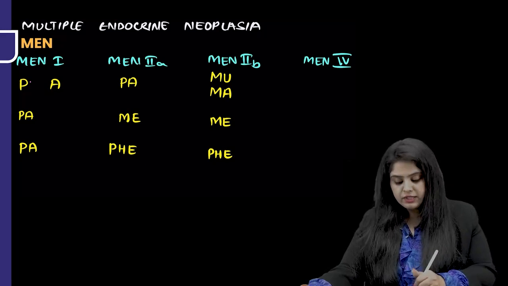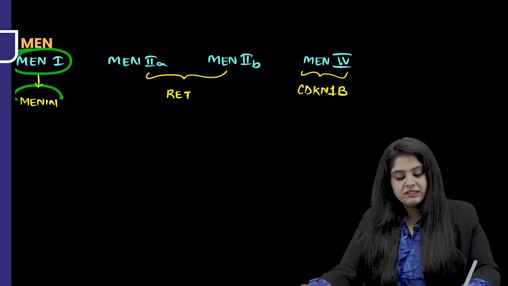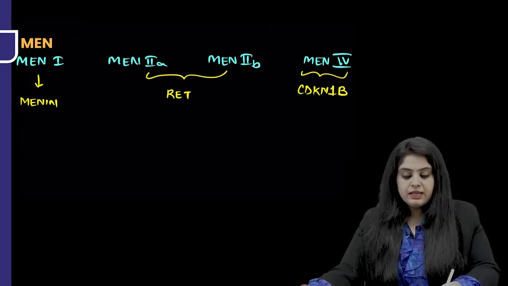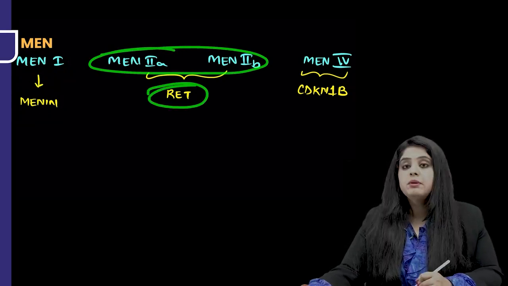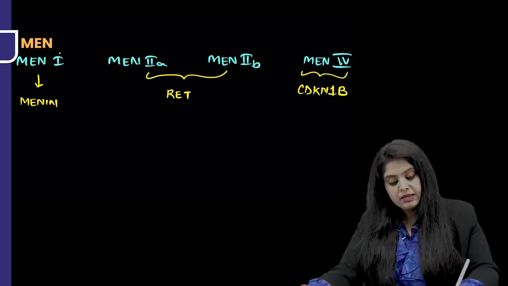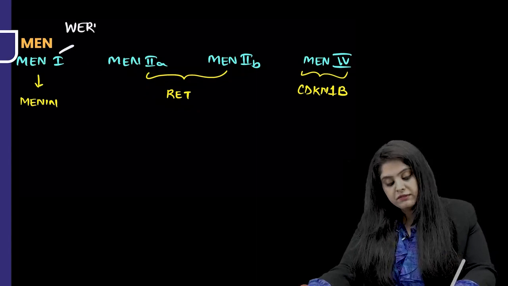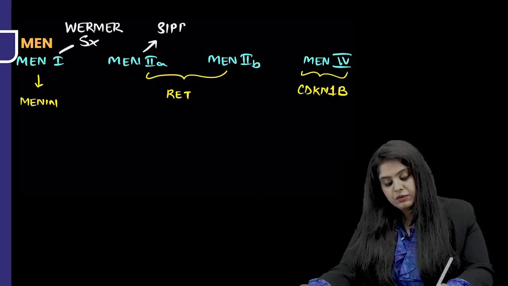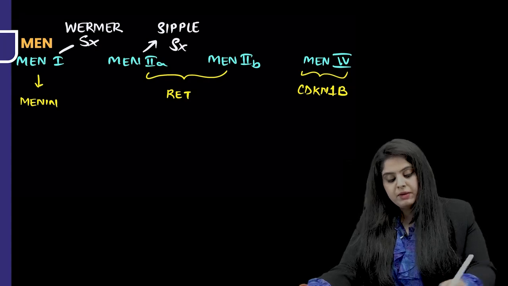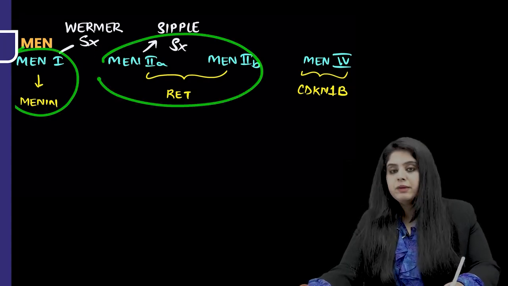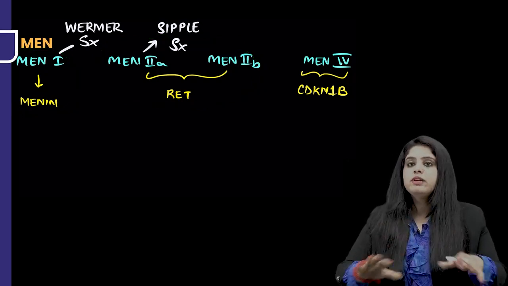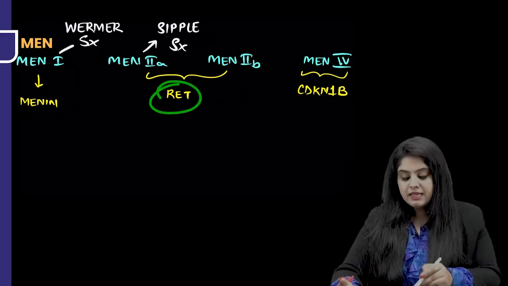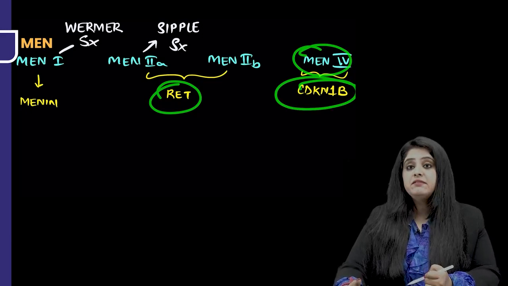Let me first tell you the genetics only. MEN 1 is basically a problem in the menin gene. MEN 2A and 2B are a problem in the RET gene. Please remember, MEN 1 is also known as the Wermer syndrome and MEN 2A is known as the Sipple syndrome. So remember, MEN 1 is a menin problem. MEN 2A and MEN 2B are said to be limbs of 2, because both of them have a RET problem. And MEN 4 is a CDKN1B problem.